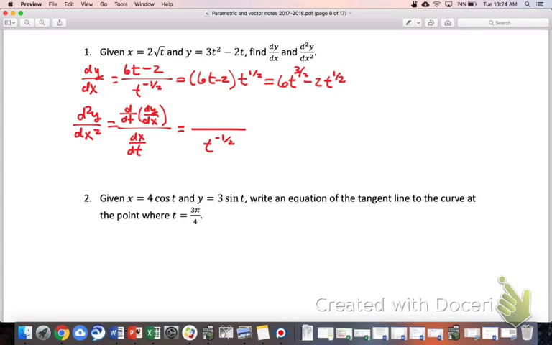I know that dx/dt from before is t to the negative 1/2. I don't have to manipulate or change that. But I do have to do some stuff in the top. So I'm going to do d/dt of the first derivative, and there's the first derivative right there. So the d/dt of that would be 9t to the 1/2 minus t to the negative 1/2.